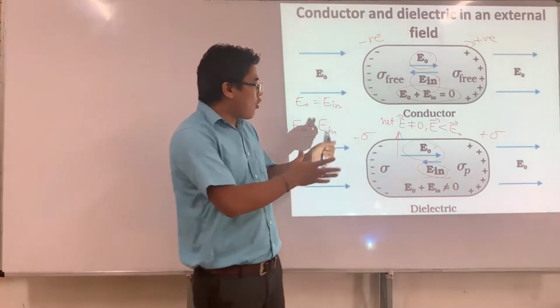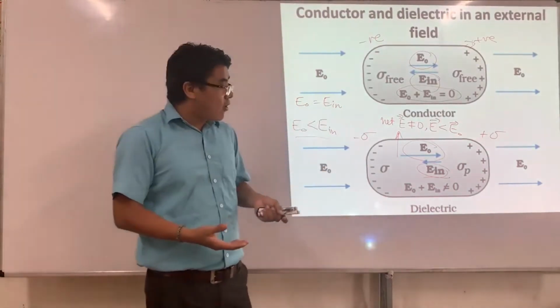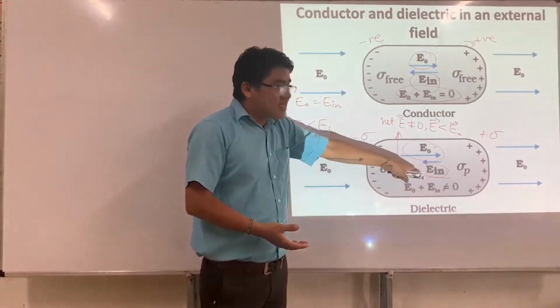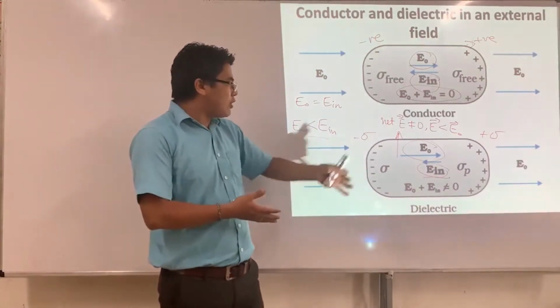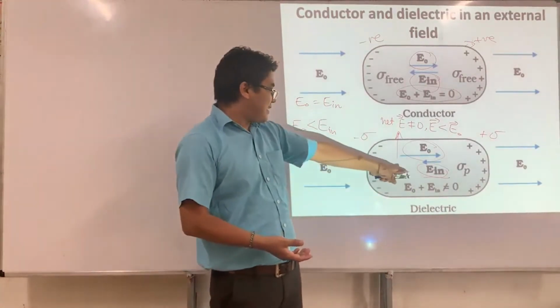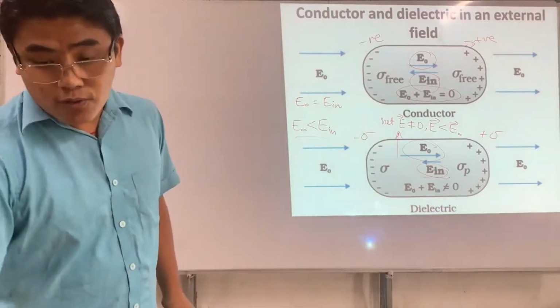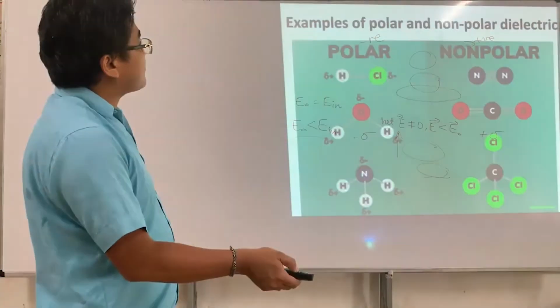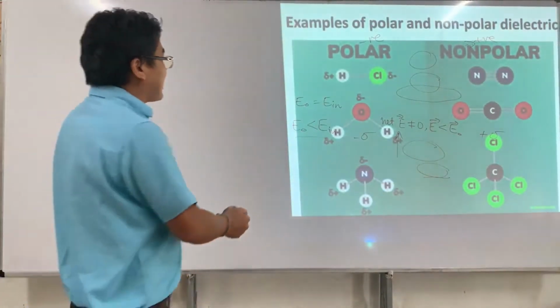So the stronger the field you apply, the stronger the induced electric field becomes. However, the electric field inside a dielectric will never be 0. Why? Because there is no flow taking place. Polarization is taking place inside the dielectric. So the detail I'm going to do now. Next, I would like to do more on dielectrics.